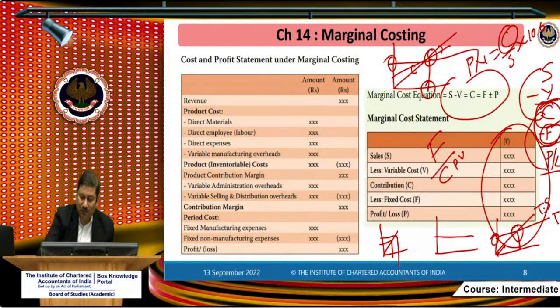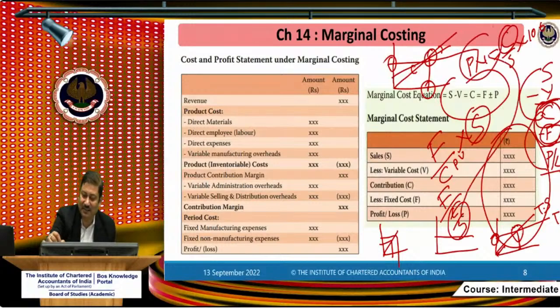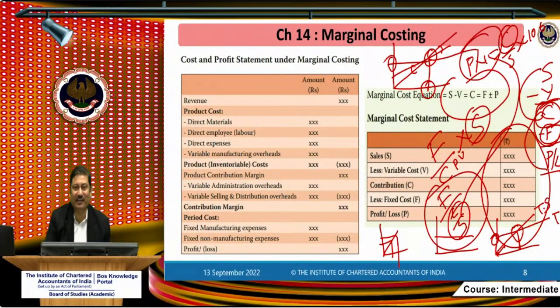If you want to calculate in rupees, multiply it by S. If you multiply it by S, then what will happen? F by C by S, mathematically. And C by S means PV ratio. So if you want to calculate in amount, it will be fixed cost by PV ratio. Have you understood? So all the formulas, fixed cost divided by PV ratio, very good.